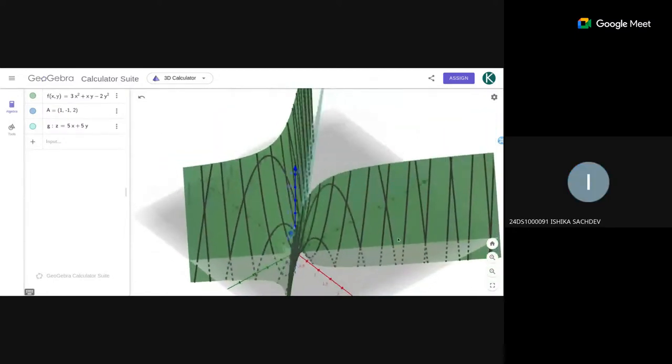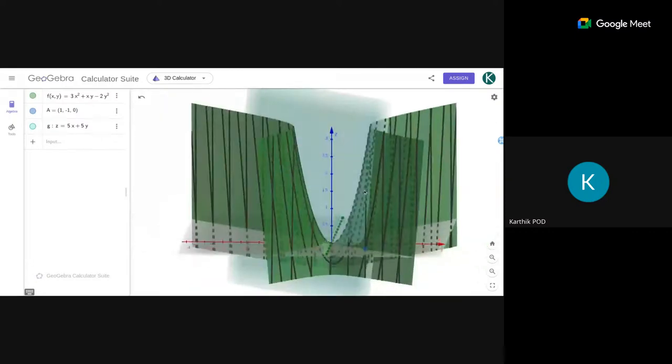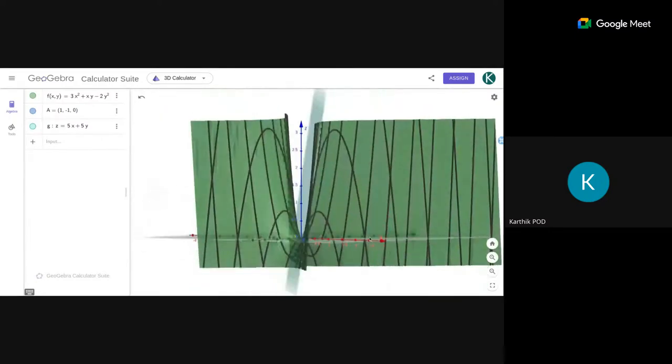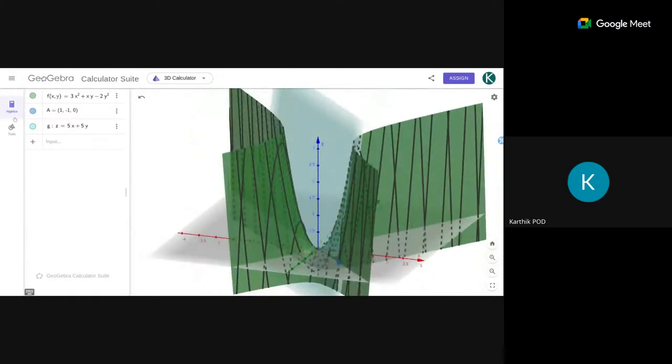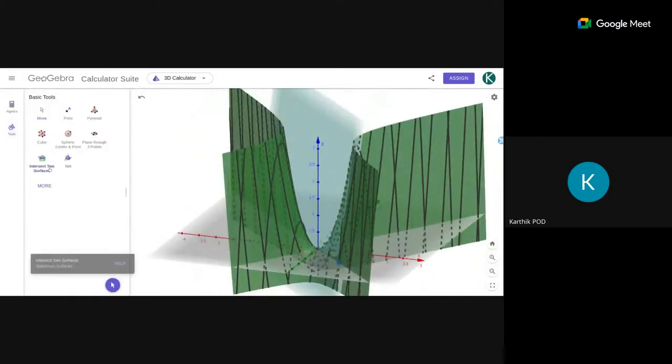And it is 1 minus 1, 0. Right, okay. So this is what you told at the beginning. I made a mistake. Yeah. Thank you. Okay, now it seems like a tangent. So let's intersect and remove. Let's see what we get.